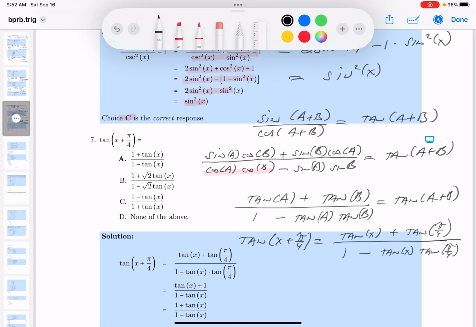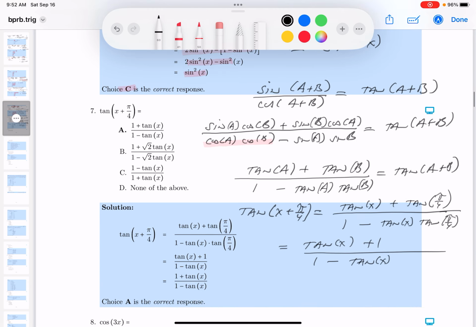And there are certainly some reference angles you know, and certainly pi over 4 is one of them. So what are you left with? Tan of x, and the tan of pi over 4 is just 1. 1 minus the tan of x, and what's over there? Tan of pi over 4, which we should know is 1.